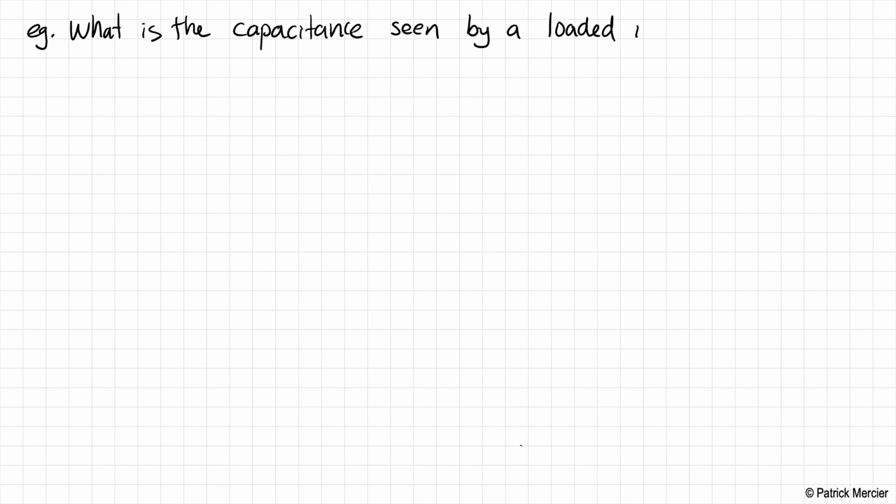All right, so now that we have a pretty good idea of where capacitance is coming from in our circuits, what I'd like to do now is let's go ahead and calculate the capacitance seen by a real circuit. So let's do an example. For example, what is the capacitance seen by a loaded inverter? Okay, so first of all, what do we mean by loaded inverter?